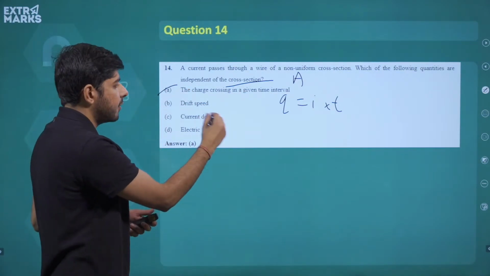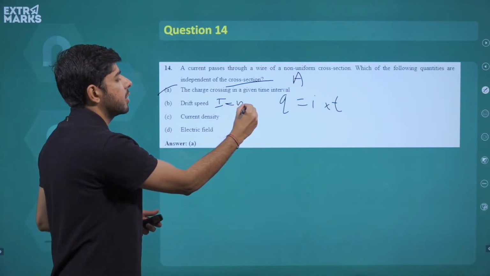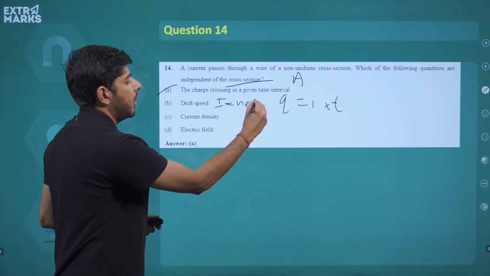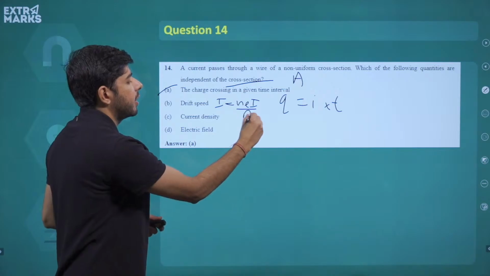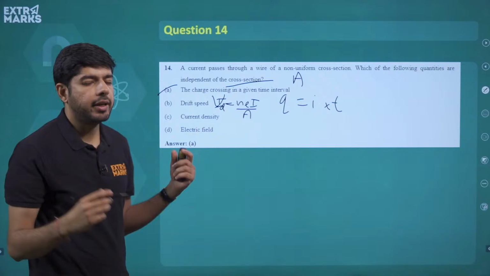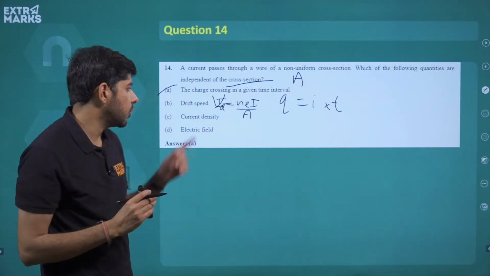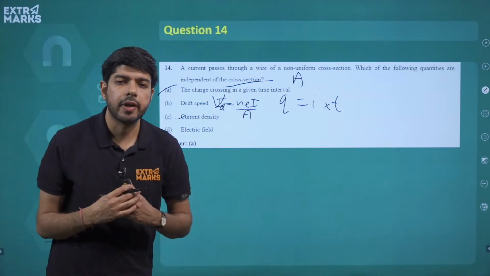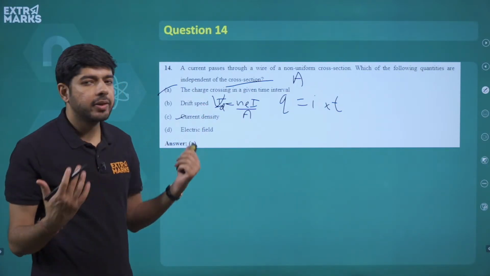Drift speed, yes, it will depend on the area of cross section. This is the formula: Vd equals I divided by nea, that is, I by n e A, where I is the current divided by the area. That is your formula of drift speed Vd, right? So of course this depends on area. Current density, I by A, and electric field also will depend on the area. So one quantity only, charge, is not dependent.